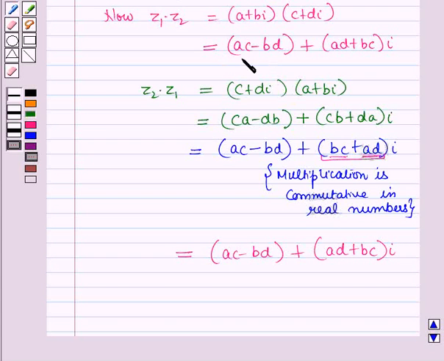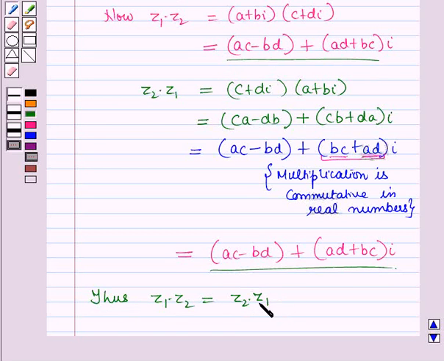Thus, from these two equations, z1 into z2 is equal to z2 into z1. Thus, we can say that multiplication is commutative in the set of complex numbers.